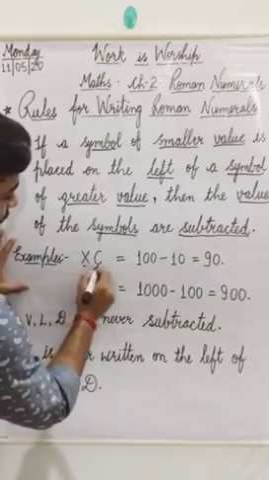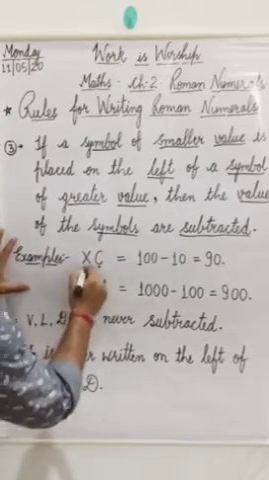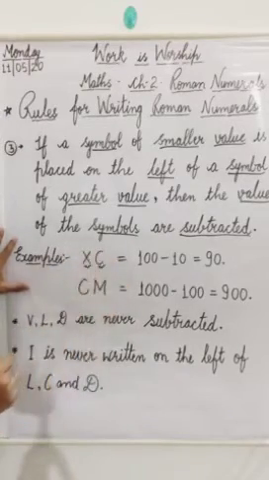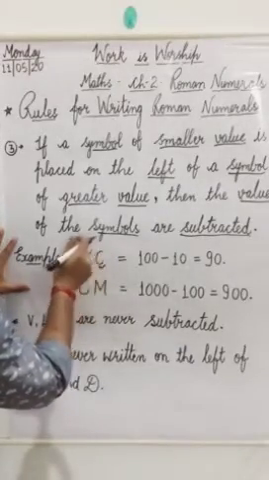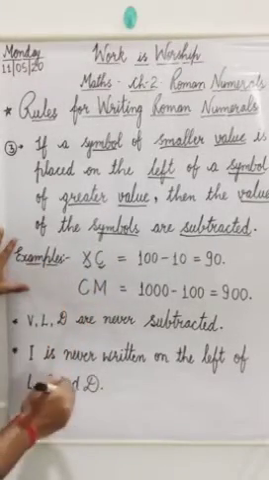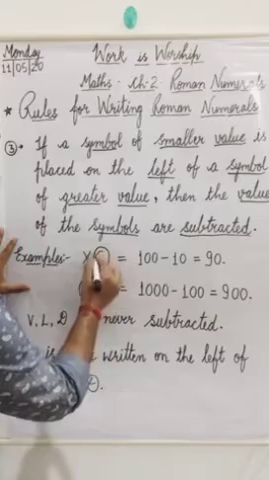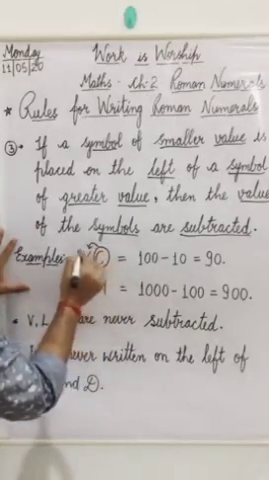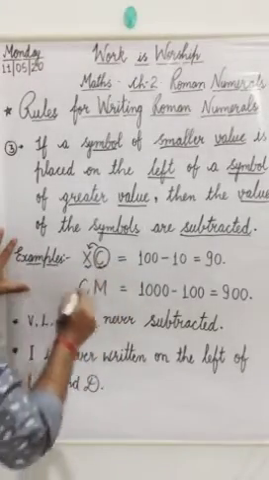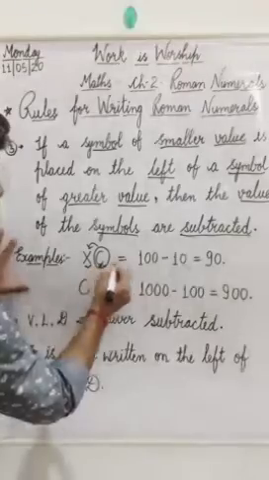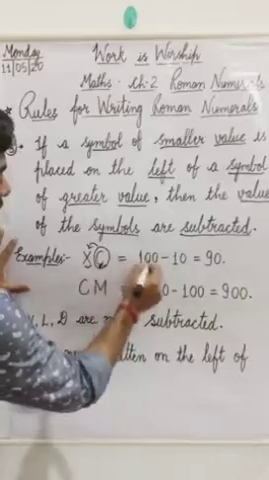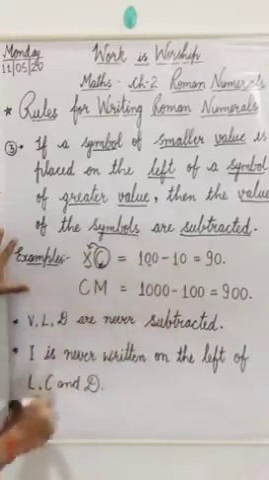Here is X and here is C. Now X is smaller value and C is a greater value symbol, and X is placed on the left side of the greater value, then the symbols are subtracted. जैसा कि हमने पहले भी पढ़ा है कि अगर हम किसी ग्रेटर वैल्यू के लेफ्ट साइड में कोई स्मॉलर वैल्यू रखते हैं तो स्मॉलर वैल्यू ग्रेटर वैल्यू से सब्ट्रैक्ट हो जाएगी. Such as C is denoted to 100 and X is denoted to 10. So 100 minus 10 is equal to 90.